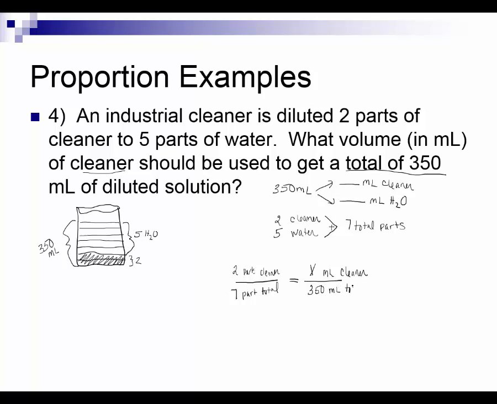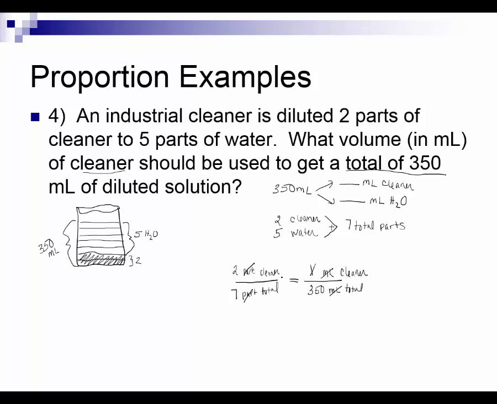Now, just like we've talked about before, labels that match cancel. So the parts cancels out, the milliliters cancels out. So as I look left to right, the top of both of my fractions is the cleaner, the bottom of both of my fractions is the total. And so I did make a true proportion.